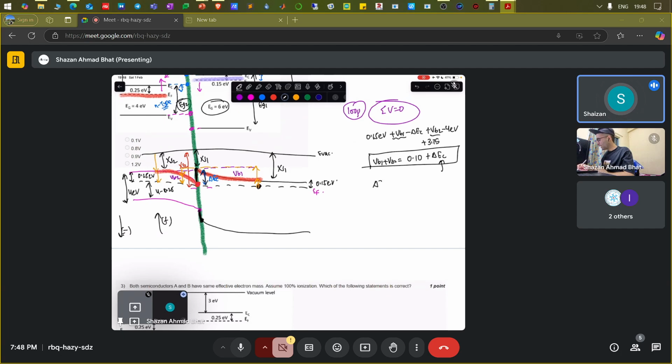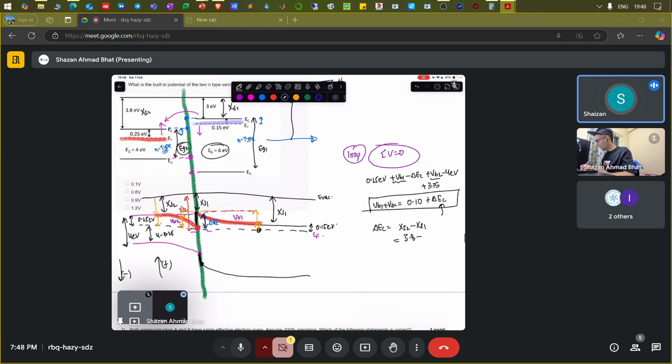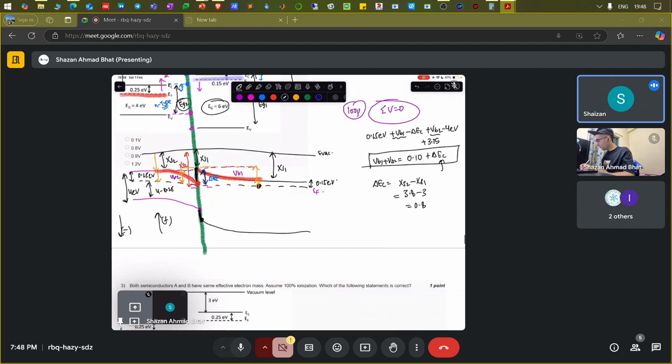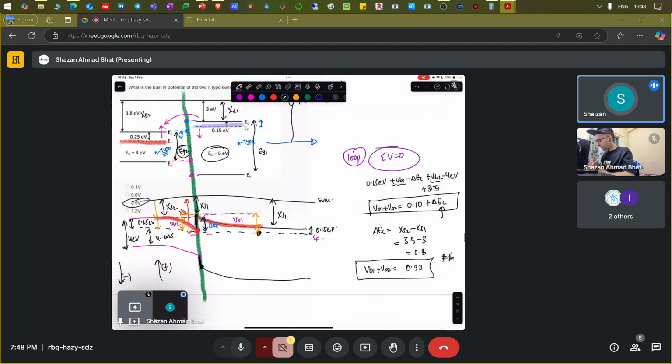Now, how do you compute delta EC? Delta EC is basically chi S2 minus chi S1, the difference in the electron affinities, which is basically 3.8 minus 3, which is 0.8. So that means you get VB1 plus VB2 as 0.90, which is the exact answer to this question. So that is the basic notion of how you draw the band diagram. You have to look at this particular example over and over again in order to understand the basic concept of drawing the band diagram.